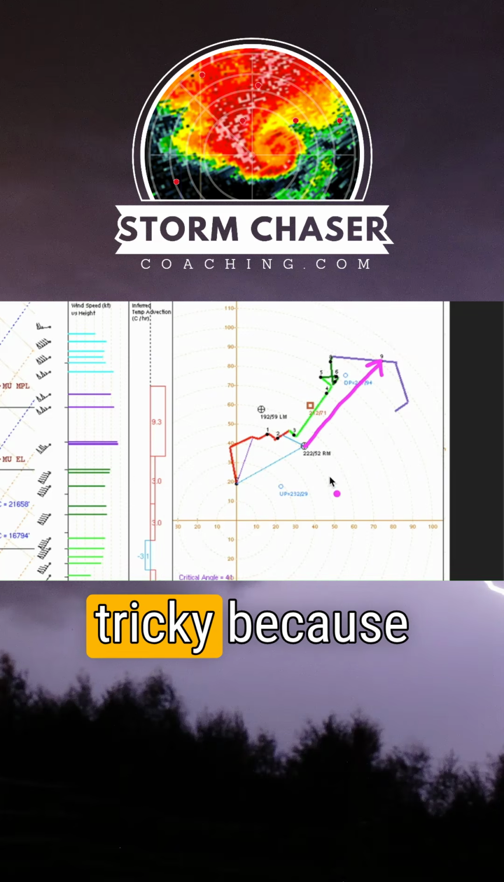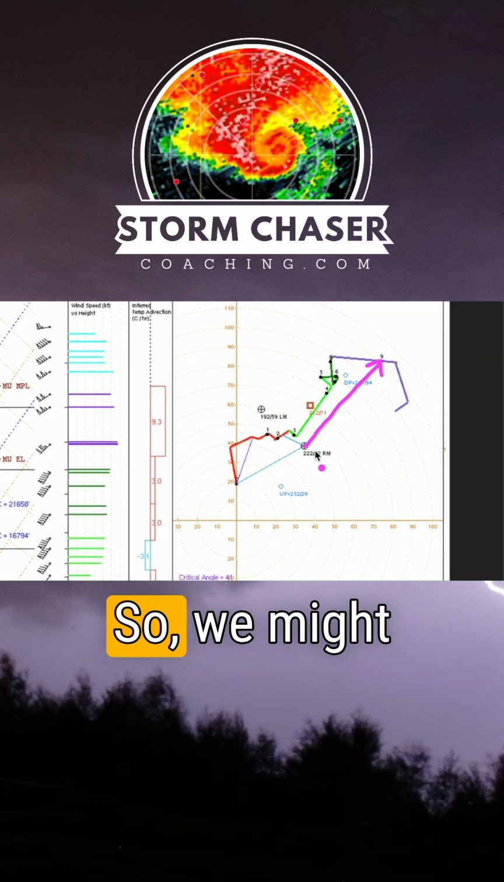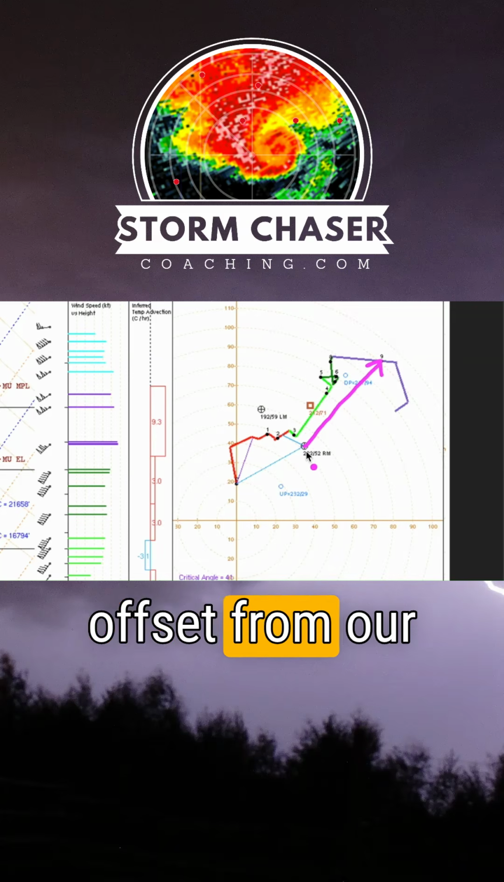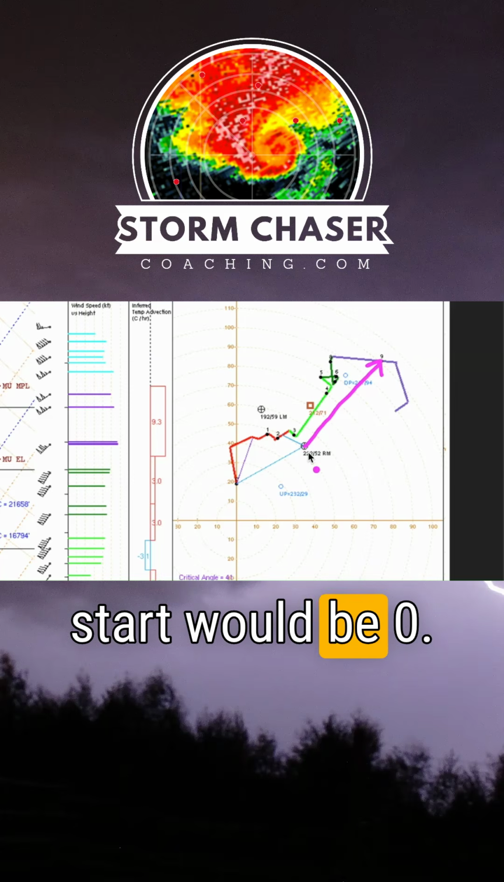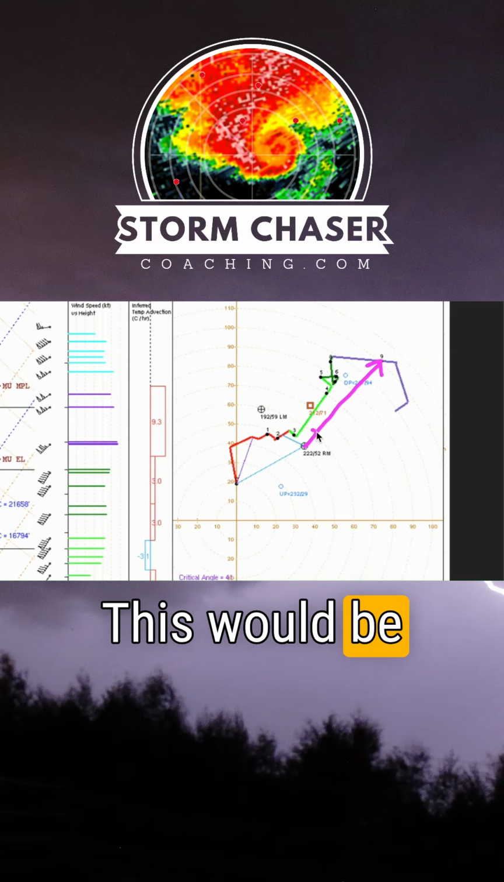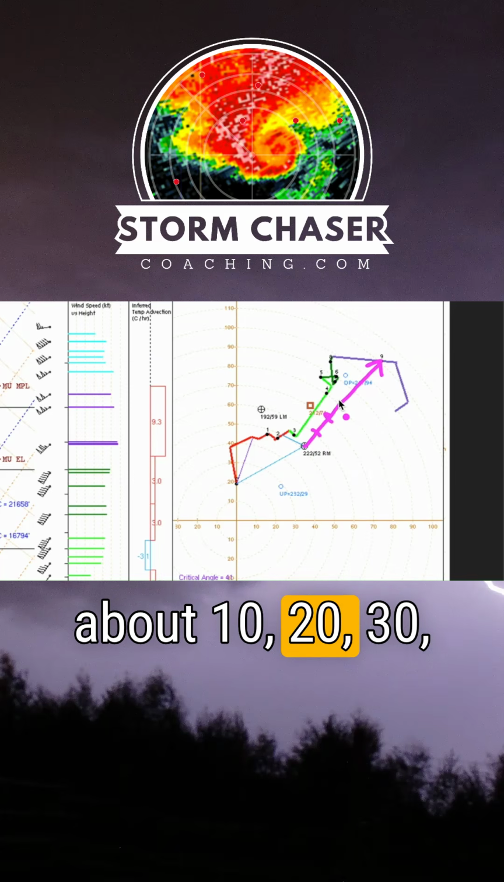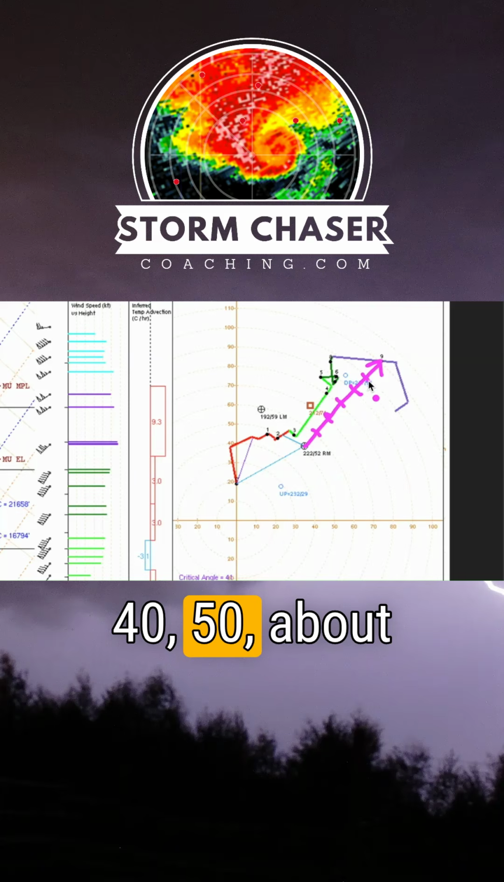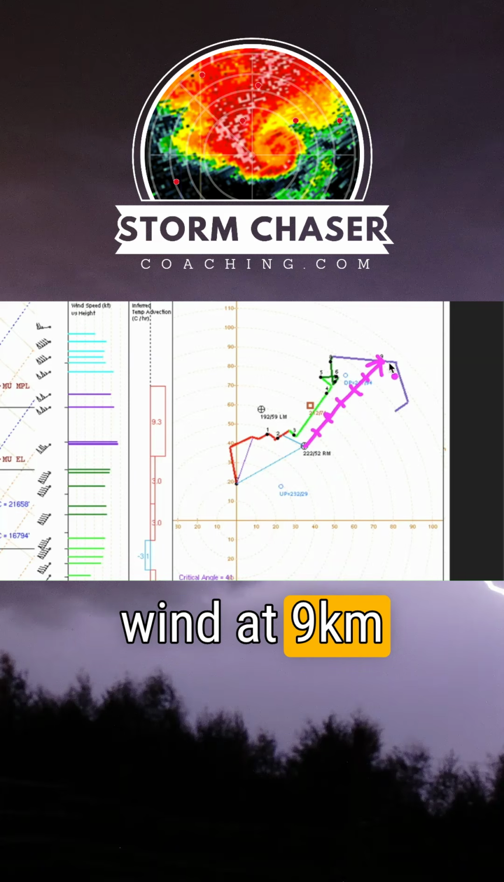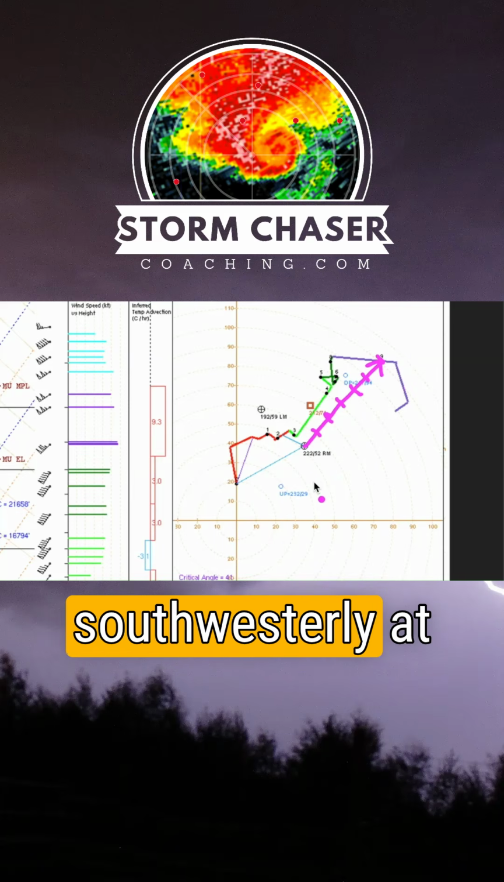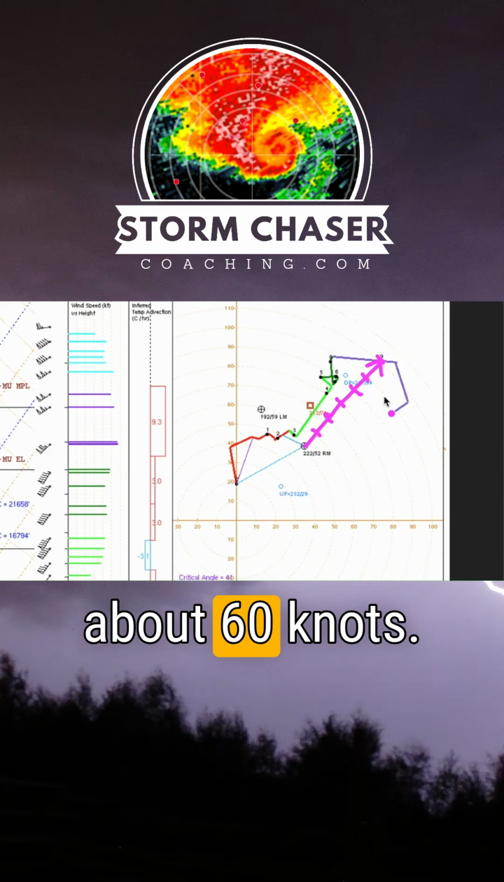And it can be a little bit tricky because we're not at the origin here, so we might be a little bit offset from our actual rings, but just eyeball it. So where you start would be 0. This would be about 10, 20, 30, 40, 50, about 60 knots there. So our storm relative wind at 9 kilometers is out of the southwest, so southwesterly, at about 60 knots.